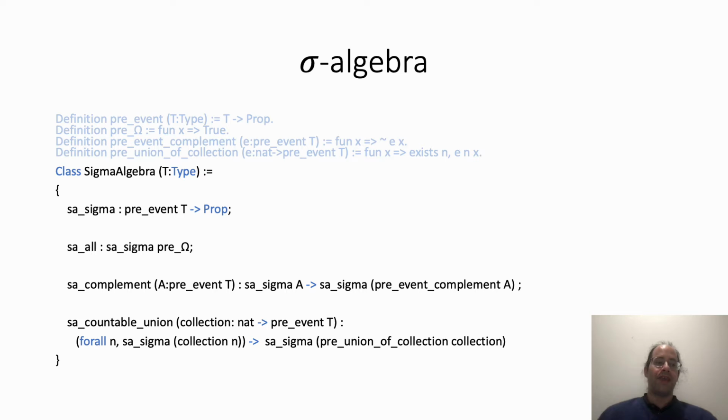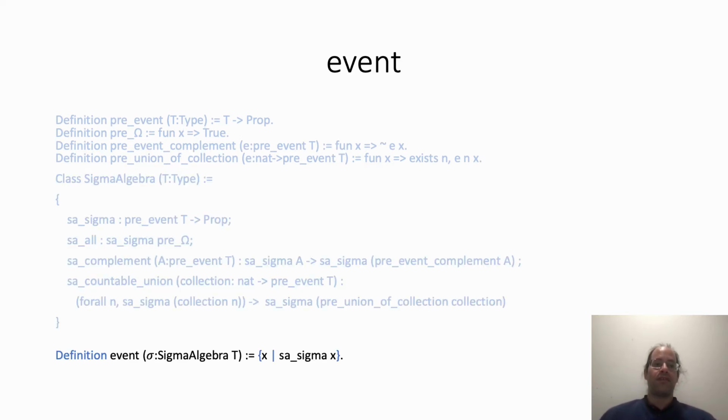Putting these together, any instance of the sigma algebra type class has an sa_sigma predicate, which is known to satisfy the important properties of a sigma algebra. Now, this is the basics of defining measurable and probability spaces. But before we jump to that, we found there's one more helpful definition: we define an event over a sigma algebra as, and that notation there is Coq notation for, an element x, which is a pre-event, along with a proof that that pre-event satisfies sa_sigma. In other words, that pre-event is in the sigma algebra.